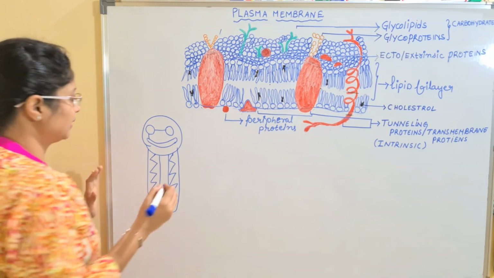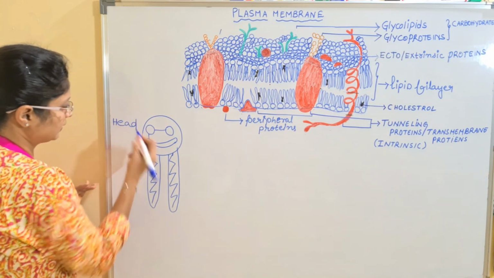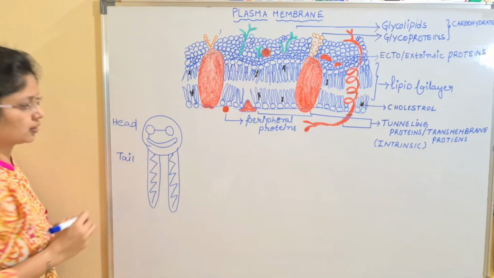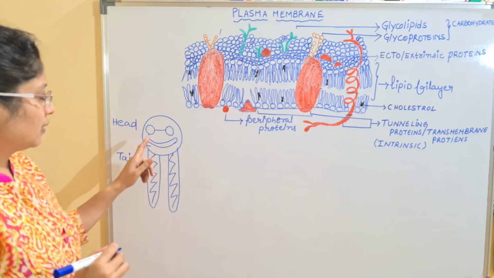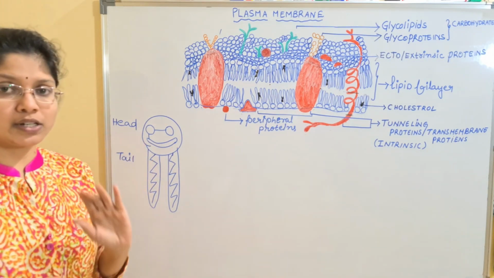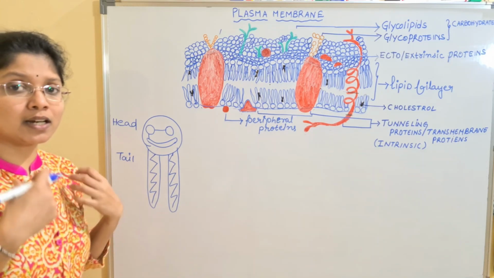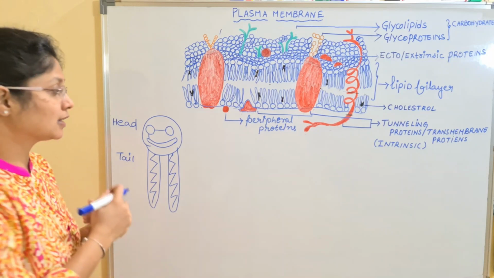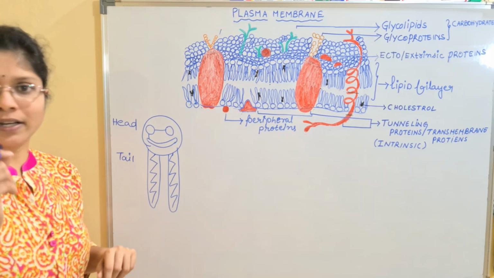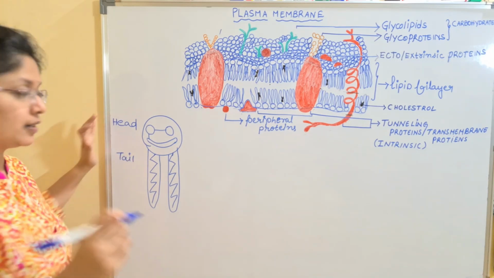Okay, so let us mark it. This is the head and this is the tail region. And generally, what is the chemical nature of the head region? The head region is highly polar. It can react with water, it can bond with water, it can create hydrogen bonds with water, and it is said to be polar in nature.